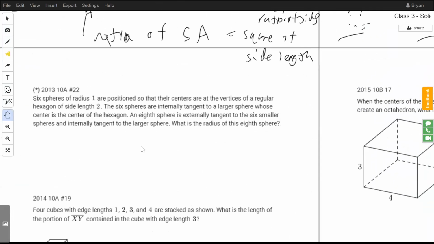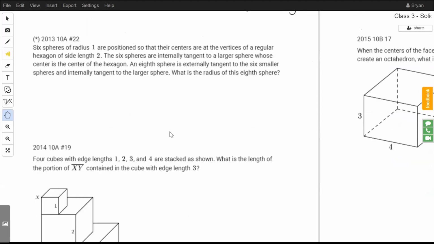All right. This one is actually one of the more difficult ones. You have 6 spheres of radius 1 put in a basically hexagon shape, and they're all internally tangent to a big sphere. We put another sphere that is internally tangent to the big sphere, but tangent to every single one of the other small ones, and we want the radius of that sphere. So this is going to be a cross-section problem, and it's sort of hard to draw, right?